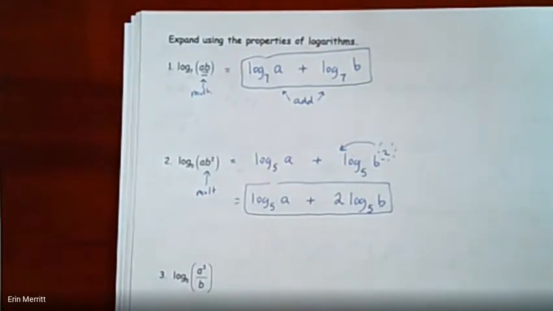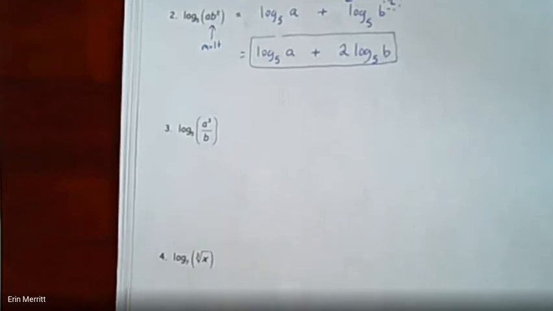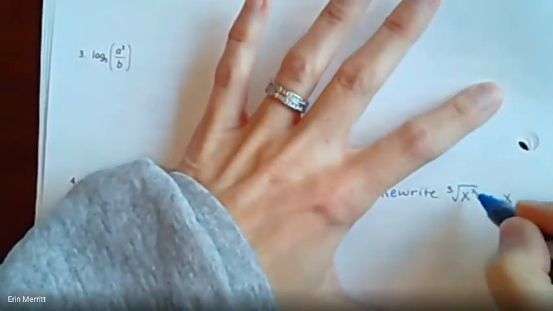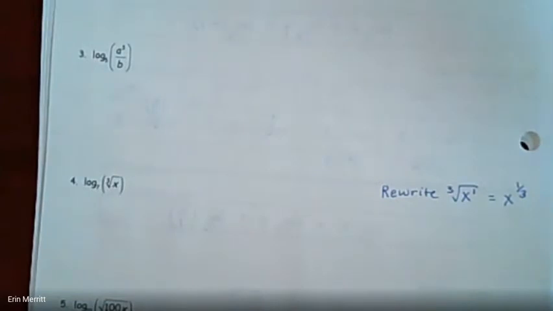Let's see. As a little hint, I'm going to jump down to number 4. With number 4 here, we have to rewrite the cube root of x. Rewrite the cube root of x using an exponent. So from the last 2 units, you know that that's a fractional exponent. Power of 1, root of 3. So it's the same as x to the 1/3 power.